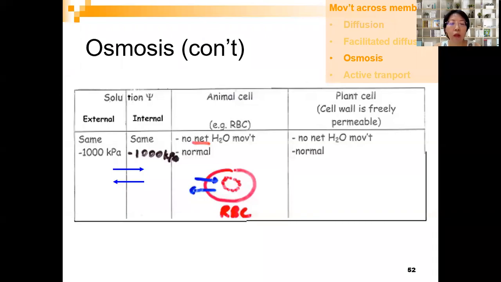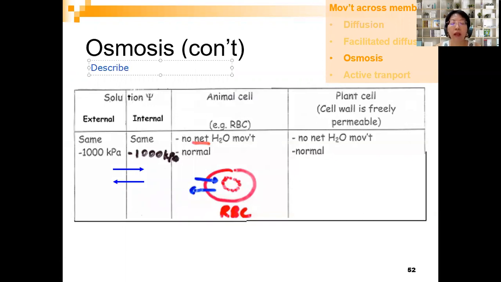So today we will be investigating the osmosis process in both animal and plant cells, and we will learn how to describe what will happen to the cell when the cell is immersed in a solution of different water potentials. So this is called describe. Okay, so we will learn how to describe what happens to the cell.